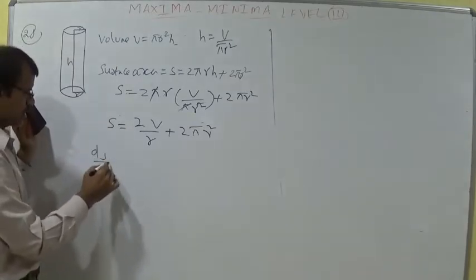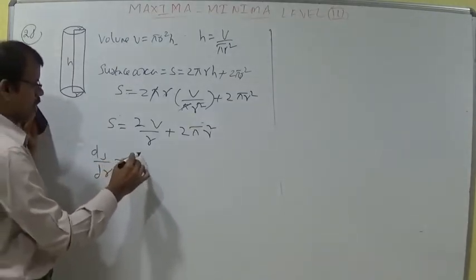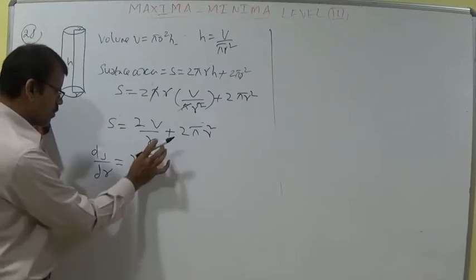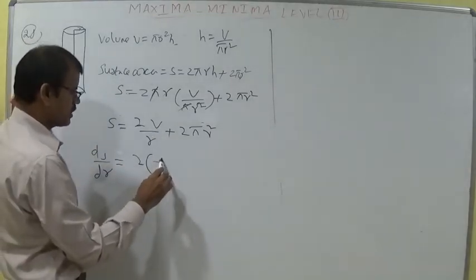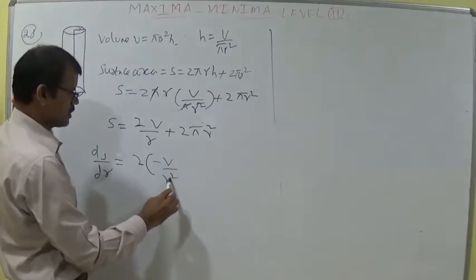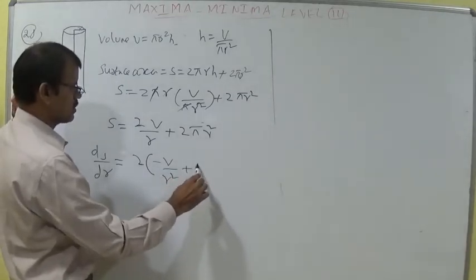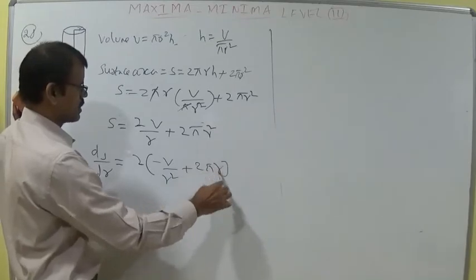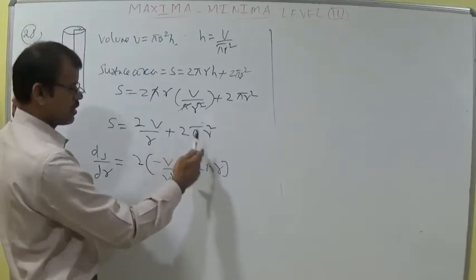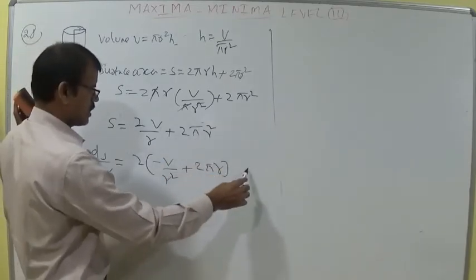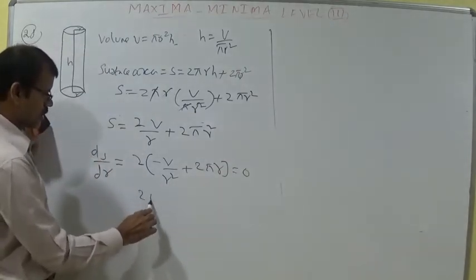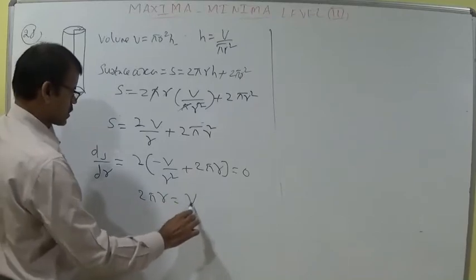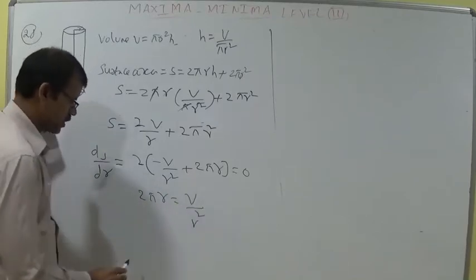Now I am writing ds by dr. Taking common, ds by dr is 2 into derivative of 1 by r, minus 1 by r square, minus v by r square, plus 2 pi r, taking 2 common, derivative of r square is 2r. Now you can write here 2 pi r is equal to v by r square.